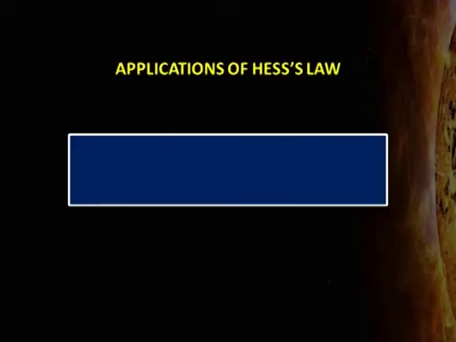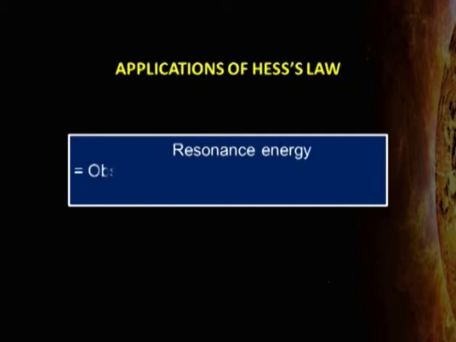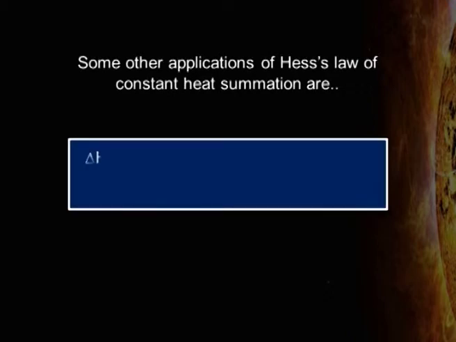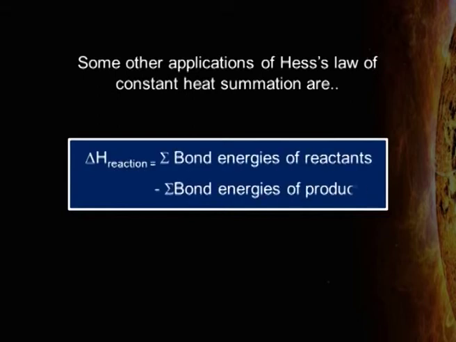Hess's law of constant heat summation can also be used to calculate resonance energy, as resonance energy is equal to observed heat of formation minus calculated heat of formation. Some other applications of Hess's law of constant heat summation are for the determination of bond energies by using the expression delta H reaction equal to sum of bond energies of reactants minus sum of bond energies of products.